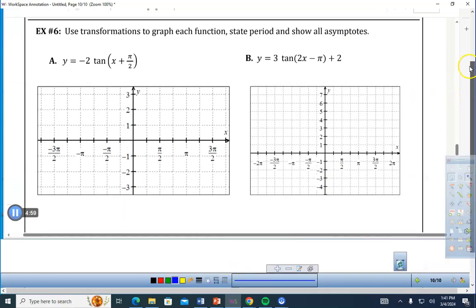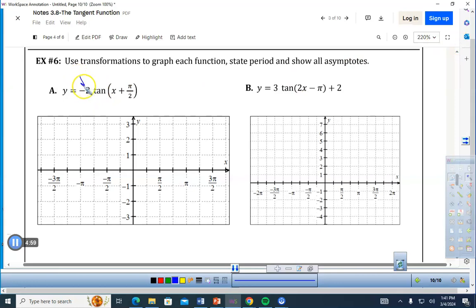All right. Now, when I look at this one, I have a negative, which is going to reflect over the x, a 2, which is going to be a vertical stretch, and a plus pi over 2, which is going to be left pi over 2. So let's do it. I'm going to think about it this way. Usually I have a 0, 0, right? But now I need to move my 0 left pi over 2. So my 0 is going to move over and be right there, right?